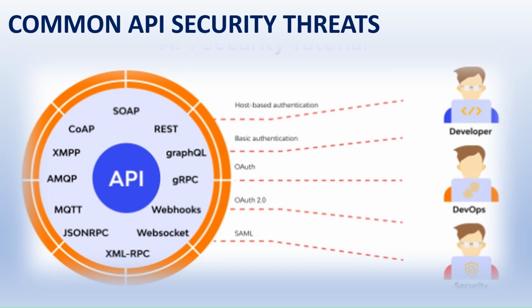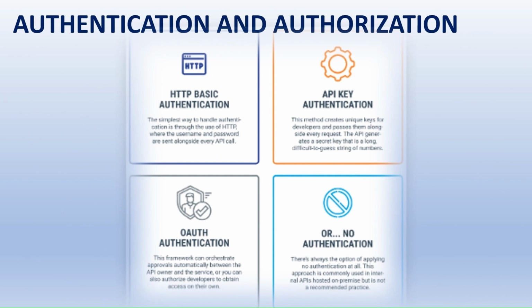Let's take a quick look at the common use cases of API security. API security relies heavily on two critical components: authentication and authorization. Authentication refers to the process of verifying the identity of users or systems accessing an API. This is achieved by confirming that the requester is indeed who they claim to be. Commonly used authentication methods include API keys, usernames and passwords, biometrics, and tokens.